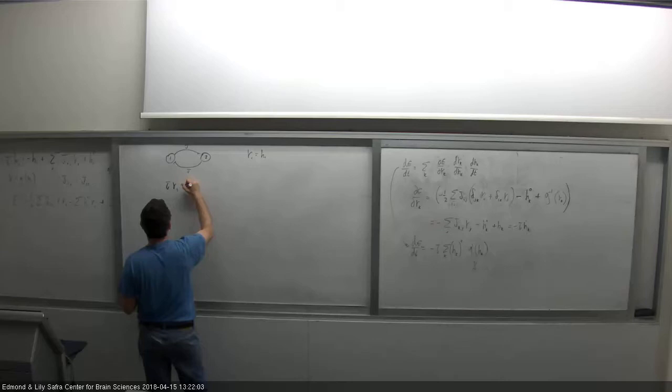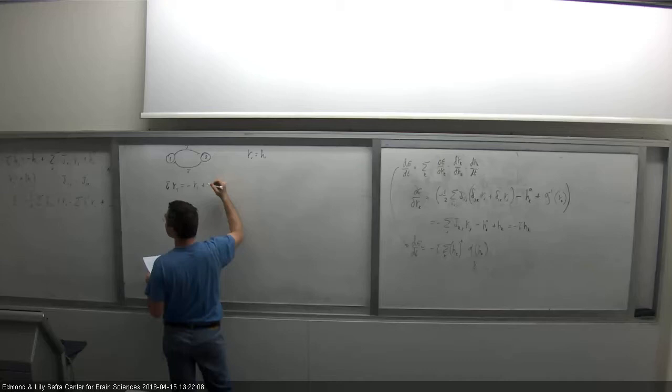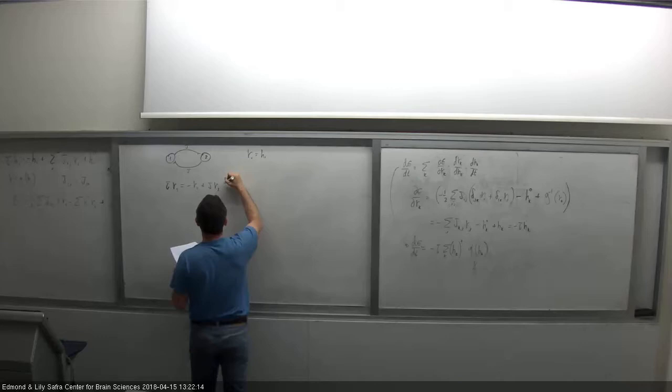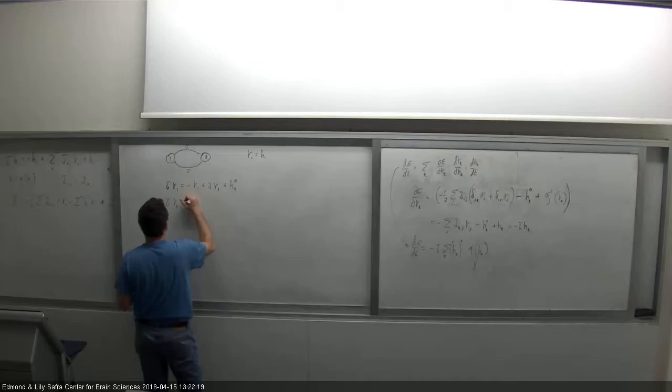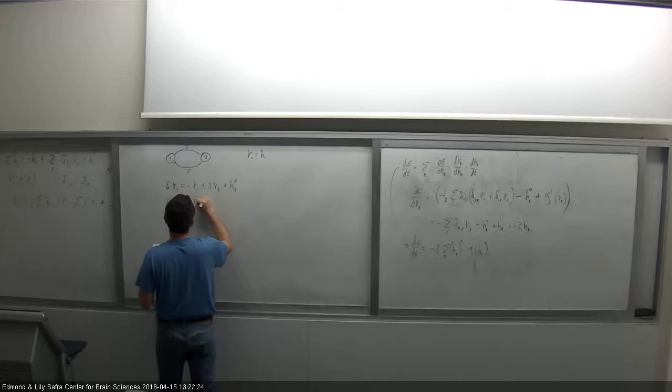Tau r1 dot is equal to minus r1 plus j r2 plus h10, and we'll have another equation for the second neuron that will have exactly the same shape. Tau r2 dot is equal to minus r2 plus j r1 plus h20.